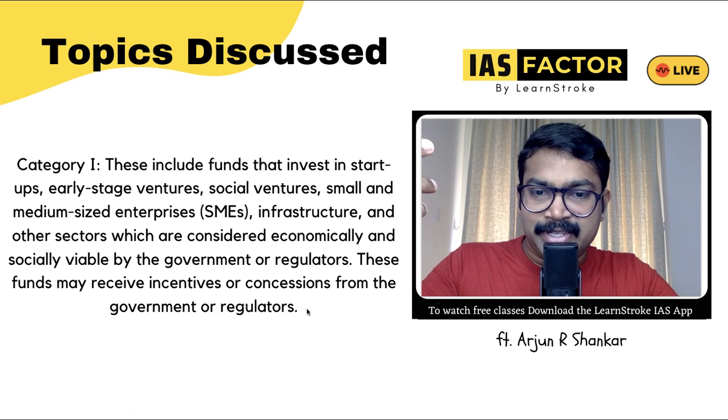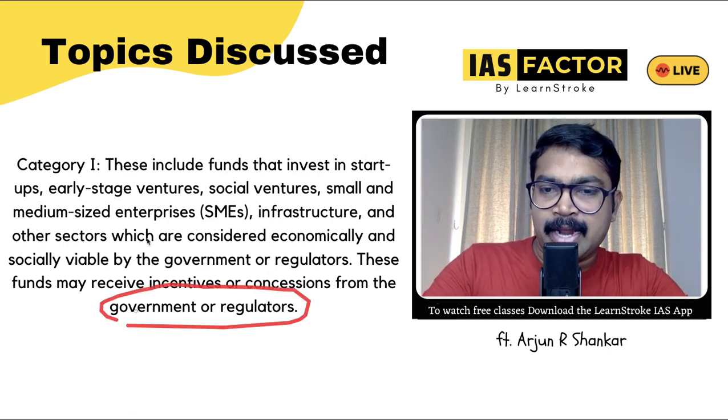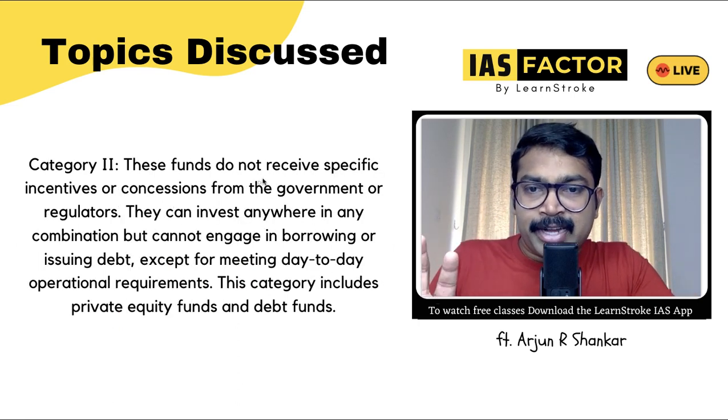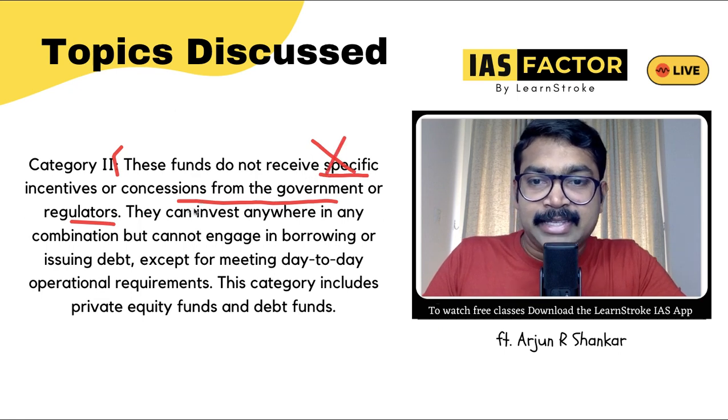Their funds may receive incentive or concession from government or regulators, so they can invest in startups and other things. That is Category 1 AIF. And the second category: these funds do not receive any specific incentive or concession from the government or regulators.